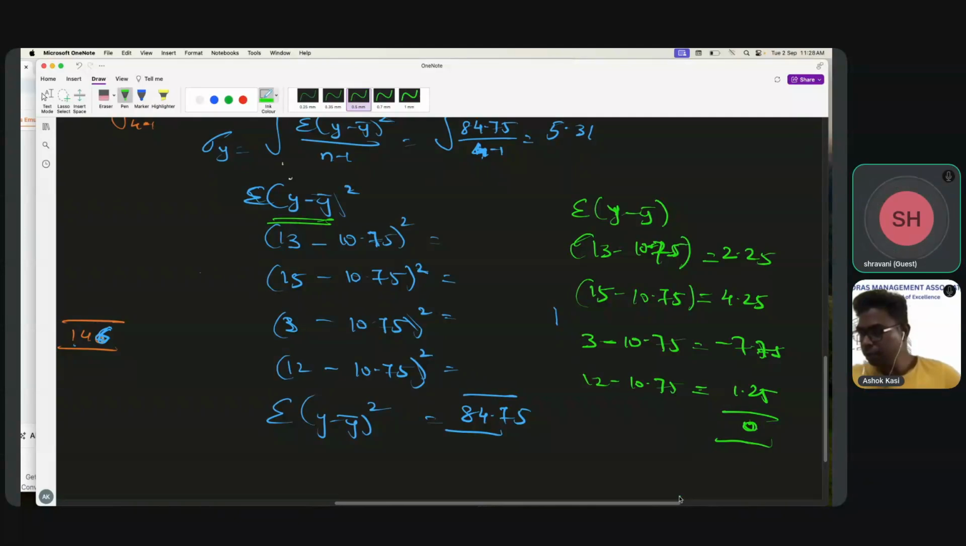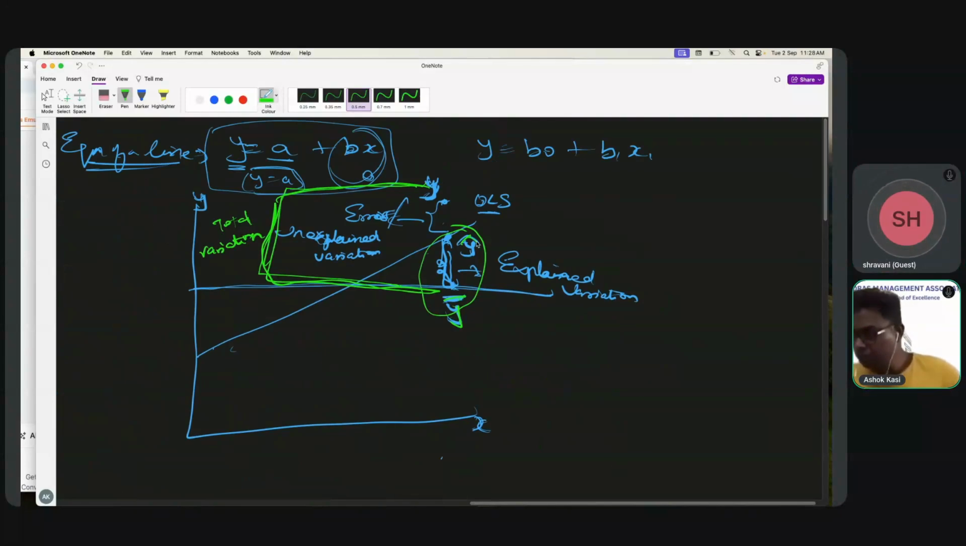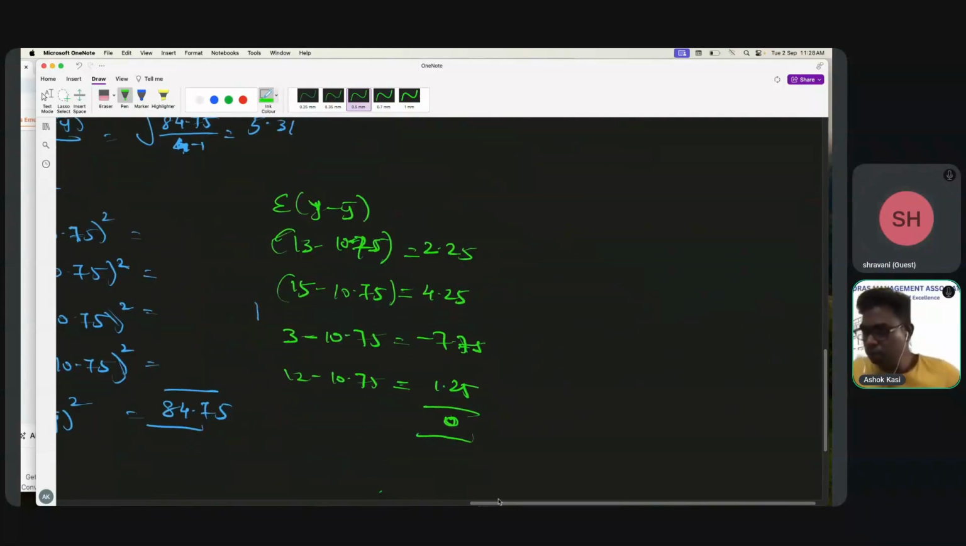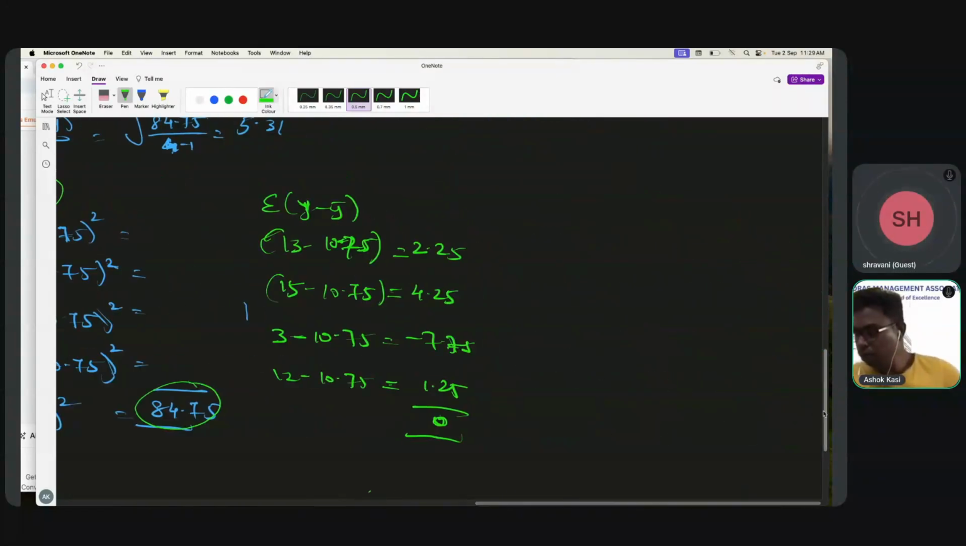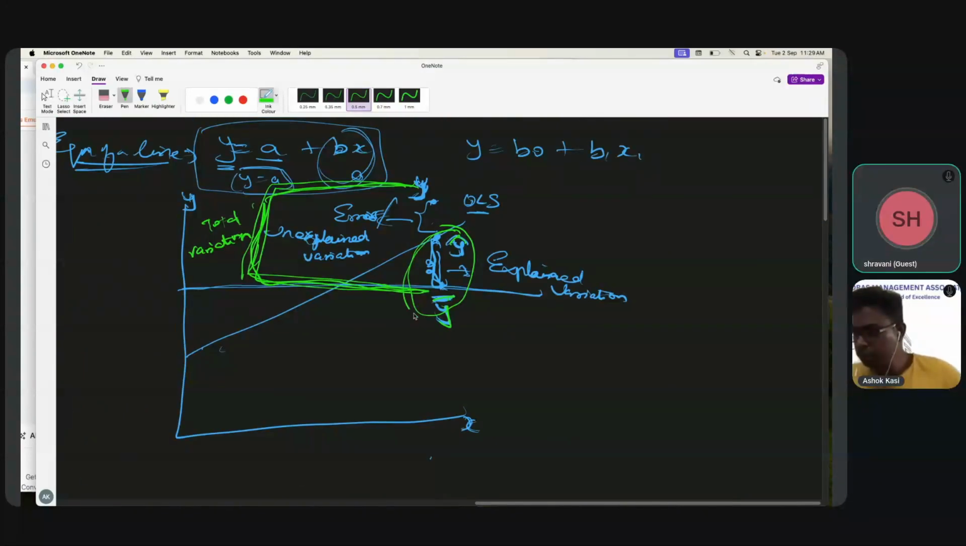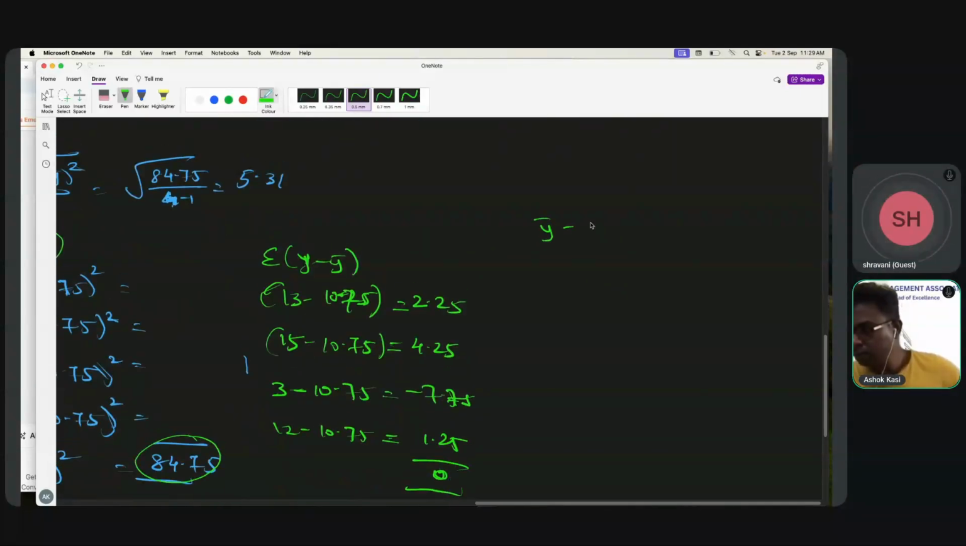Because this will come to 0, what will I do here? I want this total variation, which I already know because it is already here, y minus y bar squared: 84.75. But it is in squared form. So similarly, I want this also in squared form: y bar minus y hat, the whole square.